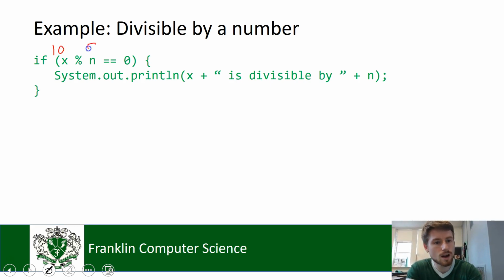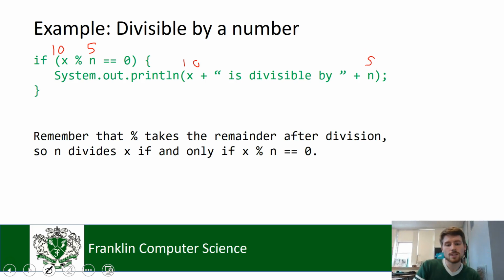and n is 5, then 10 mod 5 is 0 because there's no remainder. Remember that mod is giving you the remainder after division. So this would print out 10 is divisible by 5, as you would expect. So mod takes the remainder, so n divides x if and only if there's no remainder after division. Okay, so this is a common check you might make if you want to check if a number is divisible by another number.